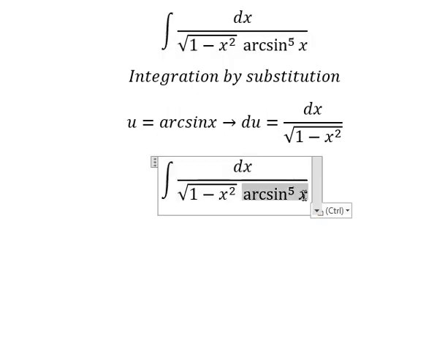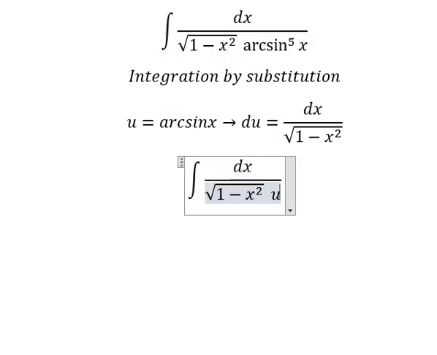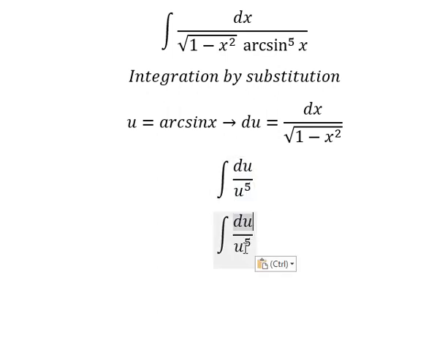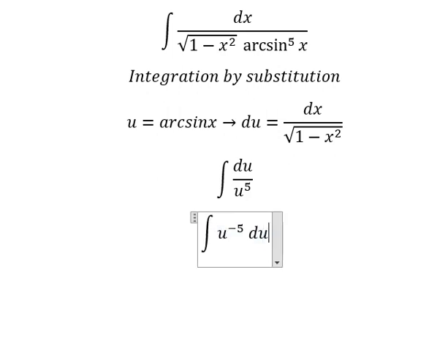So this one we change for u, and we have u to the power of 5. The s over this one we change for u. So this one is u to the power of negative 5 du.